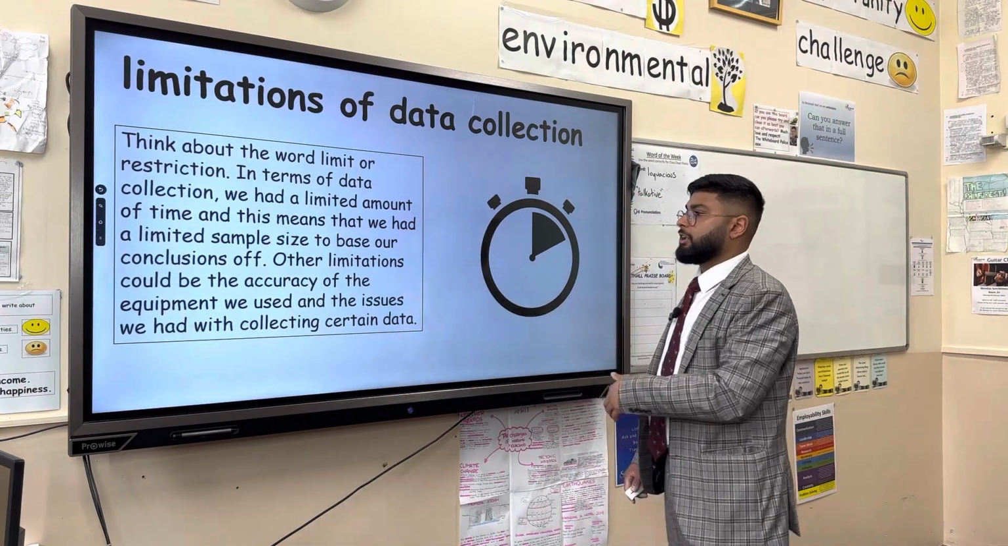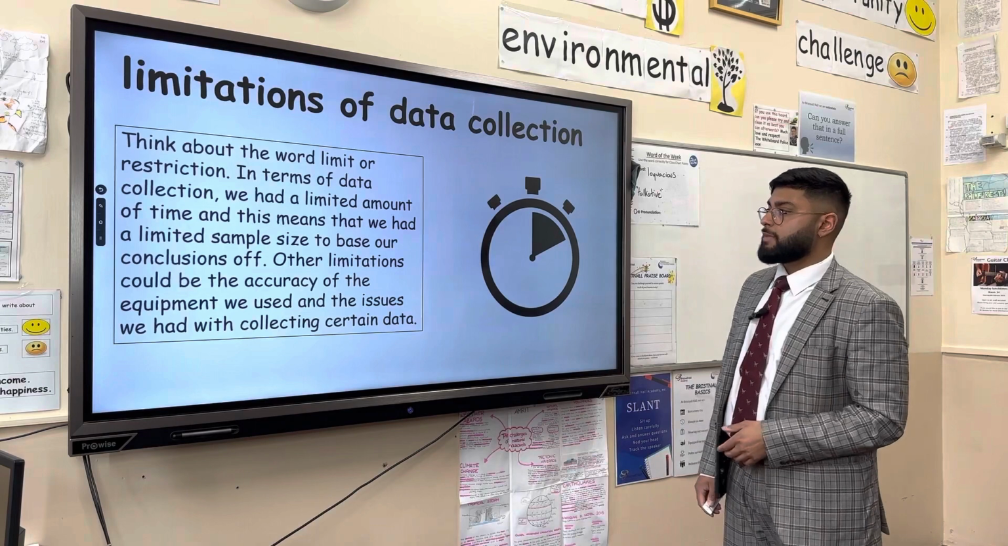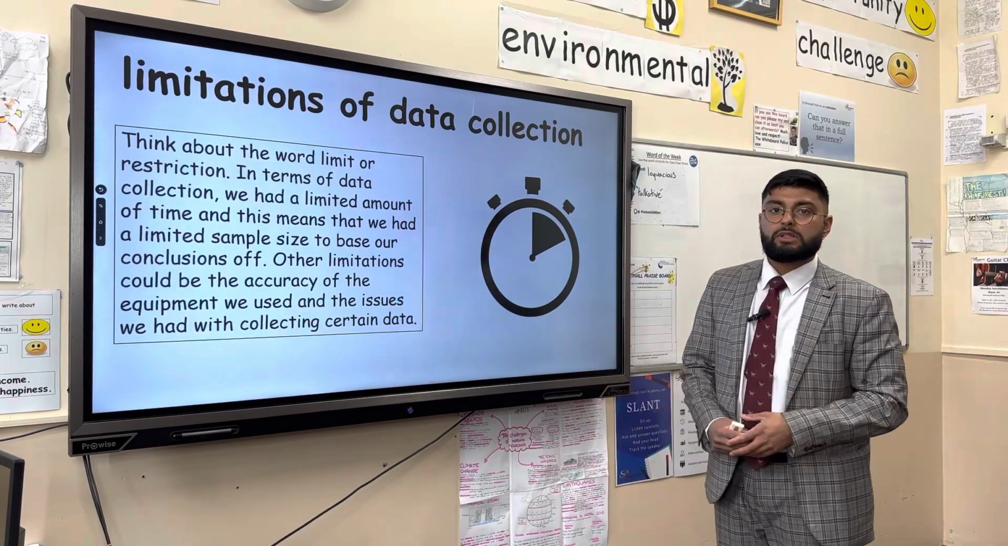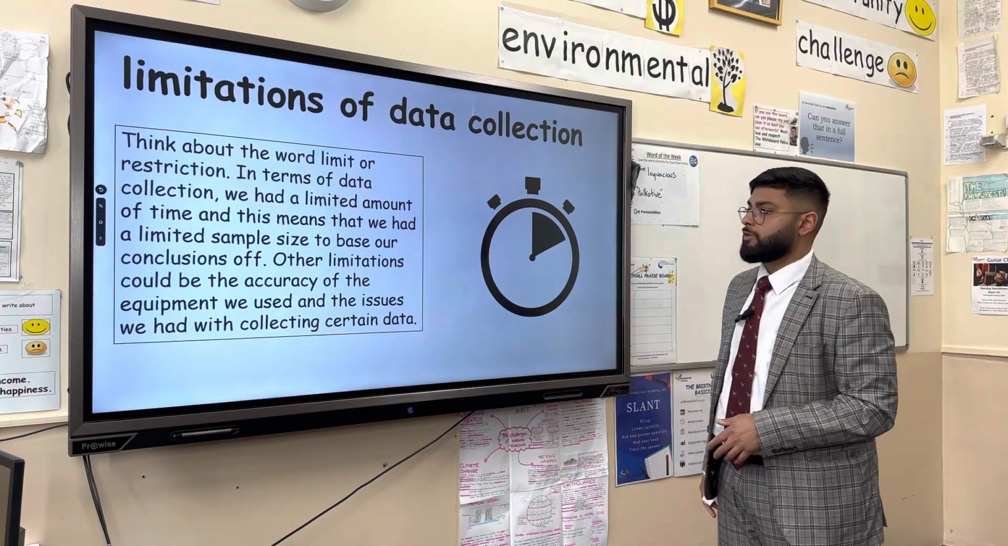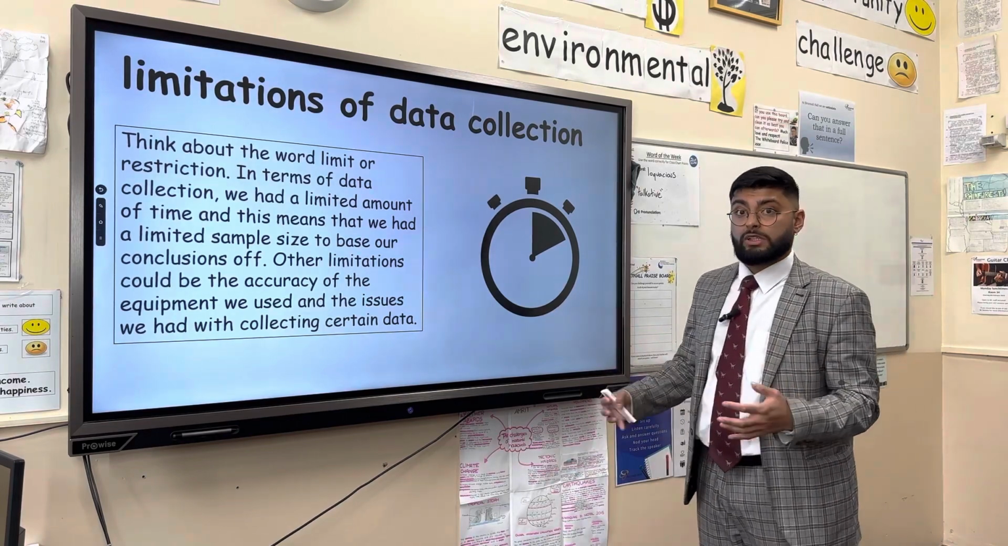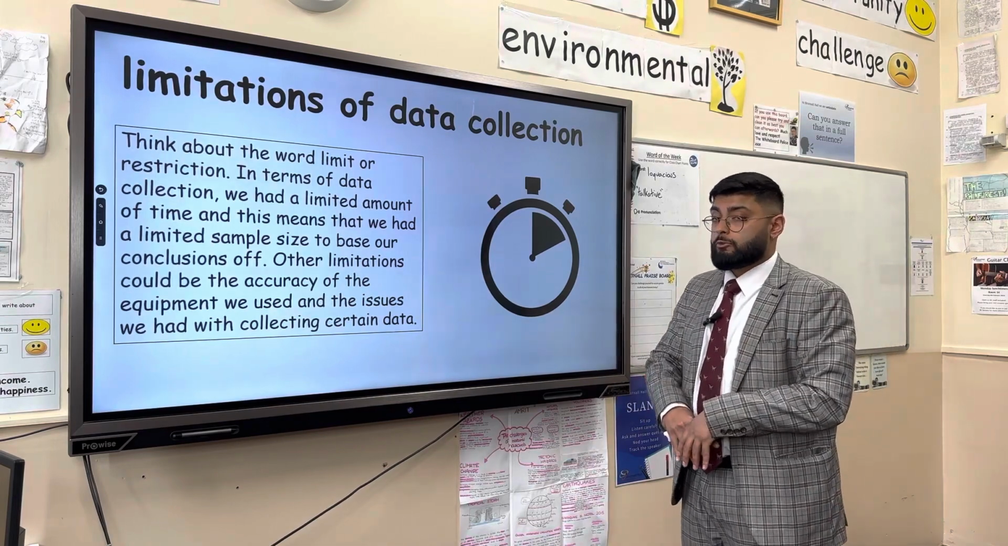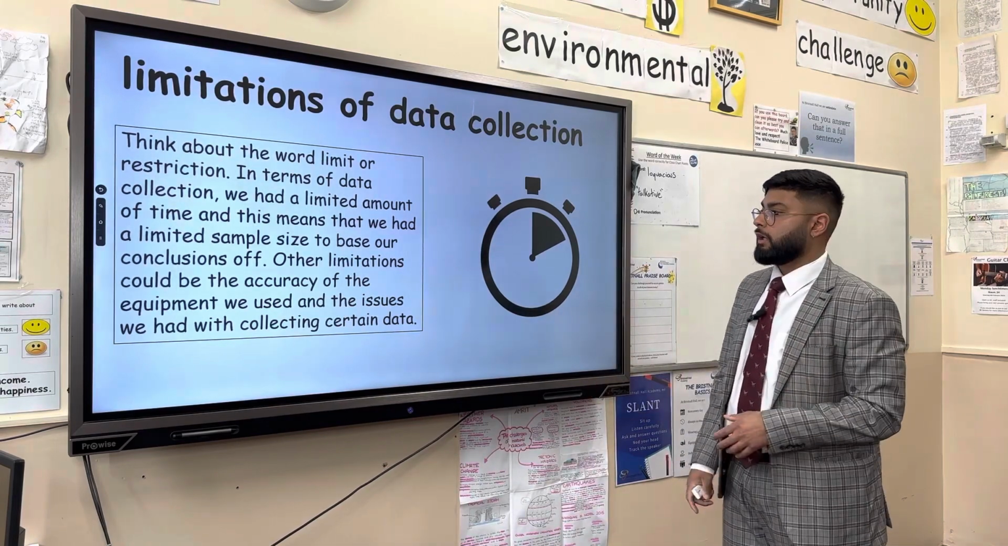So in terms of data collection, one example, we had a limited amount of time. So that limited our sample size. We only had about 3 hours. There's only a certain amount of times you can measure the river in 3 hours. If we had more time, we'd have collected more samples. We would have had a more representative sample of the whole Longmynd.